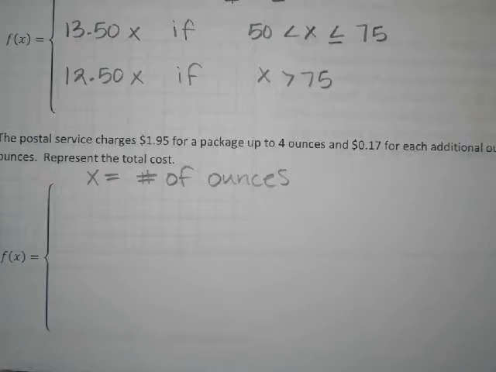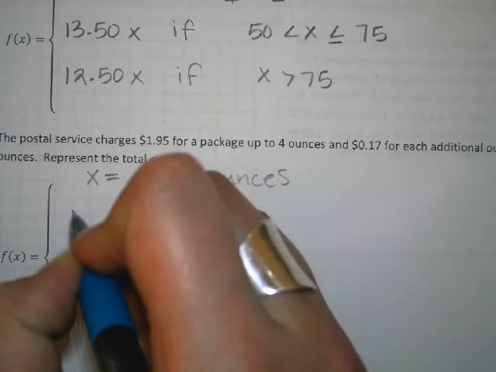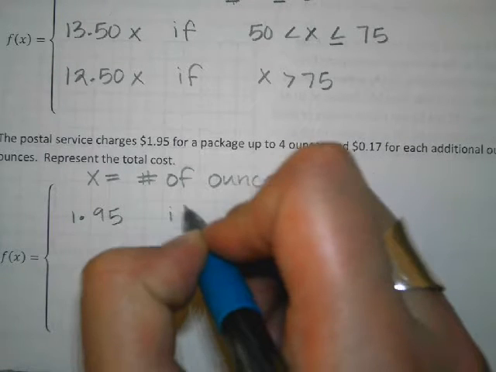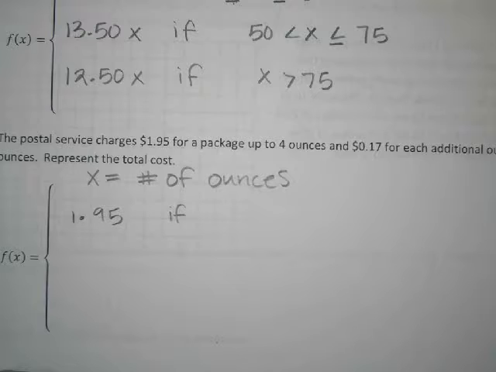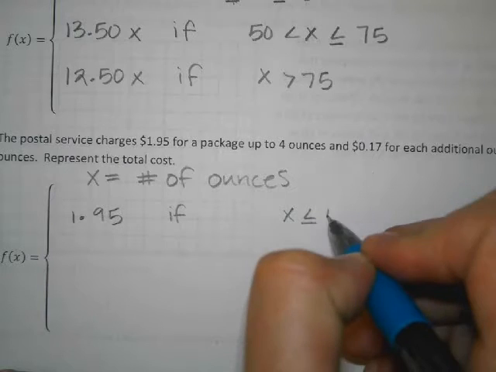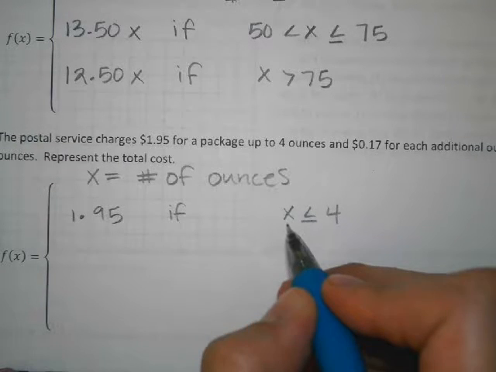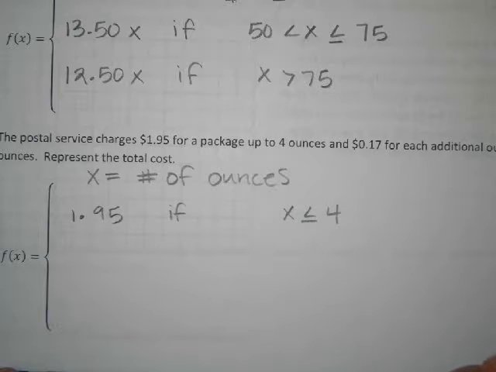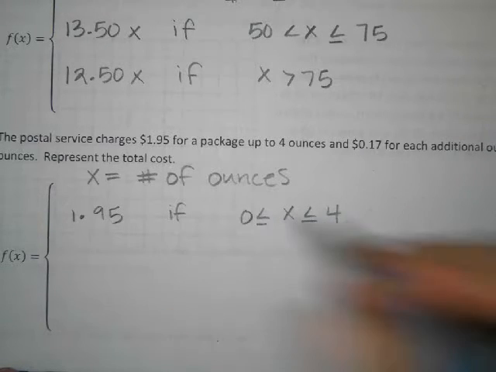Anyone want to share what they got? $1.95. Okay. If less than or equal to 4. Should we add anything else to this part, this domain for this piece? Yeah, we got to say 0 because you can't have negative packages, right? Your packages can't weigh a negative amount. So we are going to specify it has to be between 0 and 4.